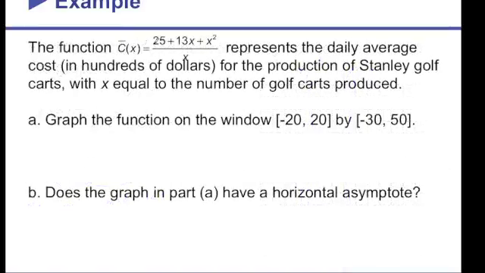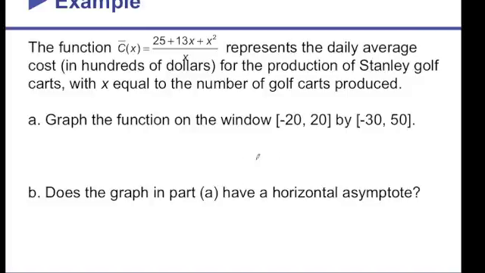The average cost function of 25 plus 13x plus x squared over x is the daily average cost in hundreds of dollars for the production of Stanley golf carts, where x is equal to the number of golf carts produced. They ask to graph this function on the window negative 20 to 20 by negative 30 to 50, and ask, does the graph in part A have a horizontal asymptote?